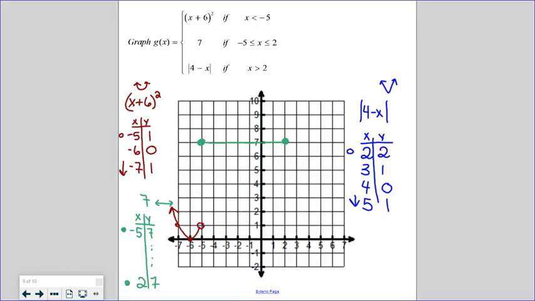And so I would put an open dot at 2, 2. We had 3, 1, 4, 0, 5, 1. We start seeing our graph turn around and head the other way. That's where our absolute value of graph shape starts happening. So I picked all the way to 5 to be able to see it. Any questions on that?